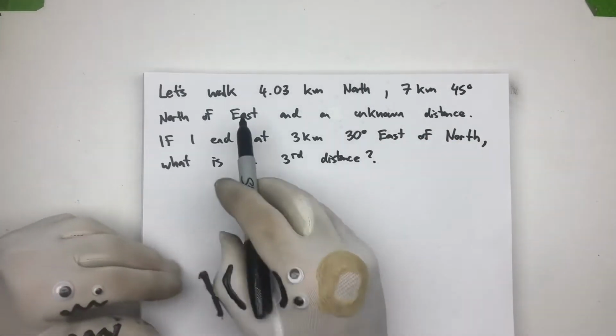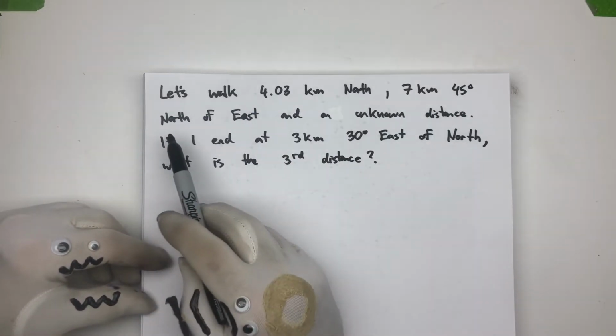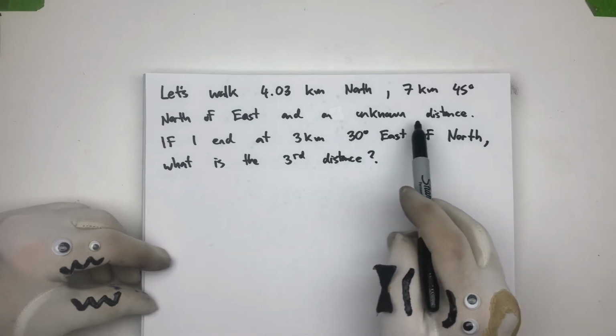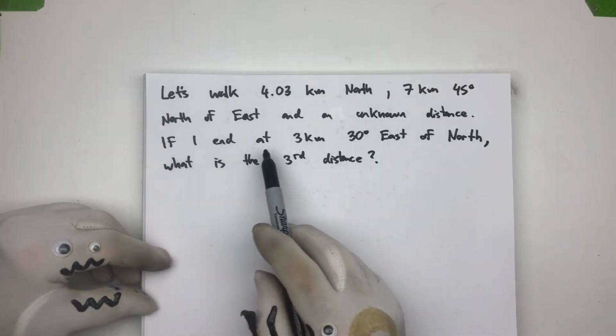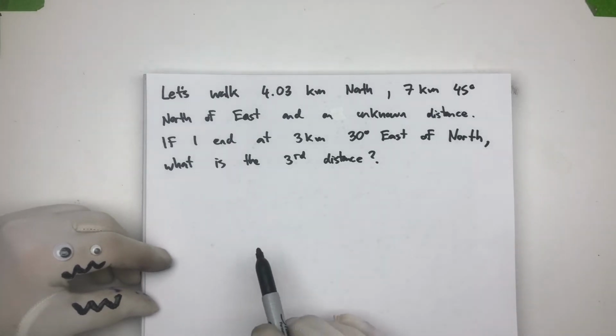Okay, so let's walk 4.03 kilometers north, 7.3 kilometers, 45 degrees north of east, and an unknown distance. If I end at 3 kilometers, 30 degrees east of north, what is the third distance? Okay, what is that third distance?